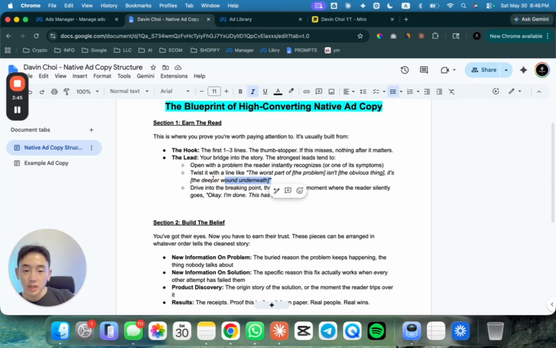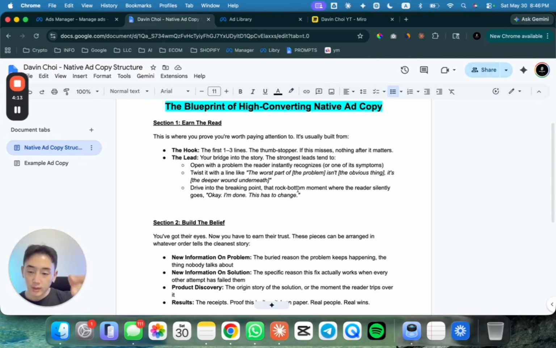So there has to be a deeper problem underneath the actual surface level problem. And then you have to go into a breaking point or a rock bottom moment that the narrator goes through. I'm going off of the previous example, this can look something like, oh, and then one dinner, my girlfriend called me out.